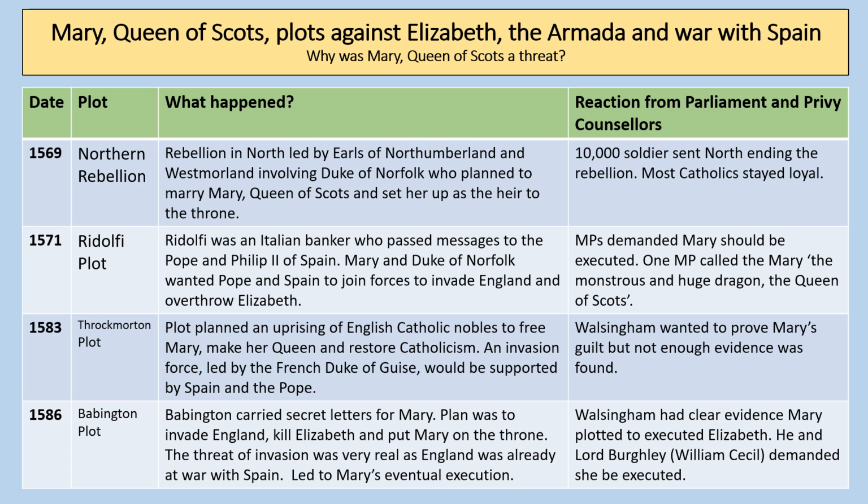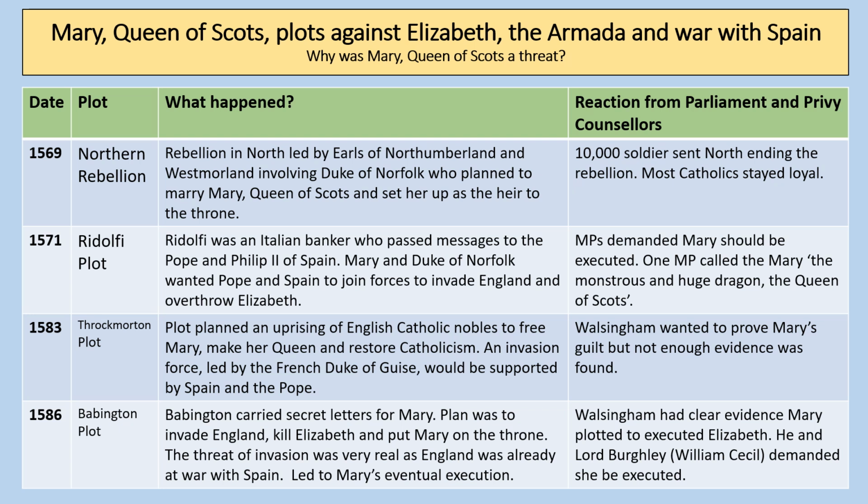Now, in the time period of this course, the Throckmorton plot planned an uprising of English Catholic nobles to free Mary, make her queen, and restore Catholicism. The invasion force led by the French Duke of Guise would be supported by Spain and the Pope. Now, Walsingham wanted to prove Mary's guilt, but he couldn't find enough evidence to make her guilty, and that's one of the key reasons why we had the Bond of Association passed in 1584.